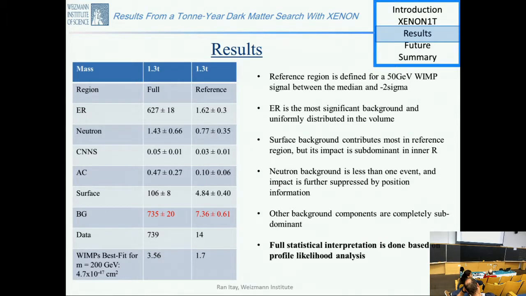Of course, as I said, we have an R dependence, right? So events that occur near the walls at high radii are more likely to be coming from background, from surface material or from accidental coincidence, mainly from surface material, right? So as I said, this is not enough to grasp and understand what each event is coming from.